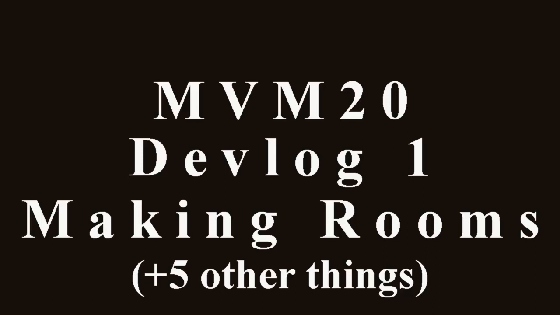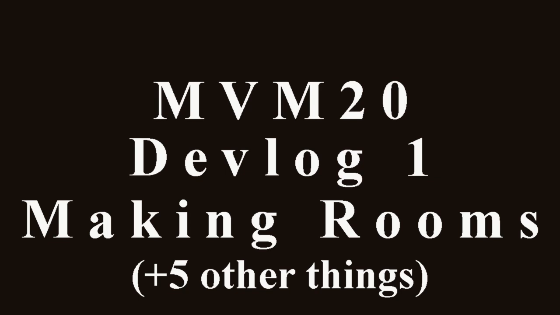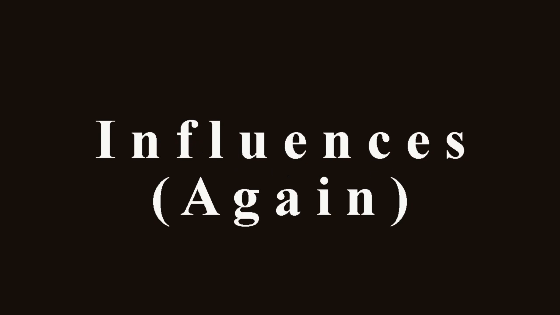Welcome to Devlog 1 of my Metroidvania Month 20 project, where I am foolishly attempting to procedurally generate a Metroidvania map. In this episode of the Devlog, we'll cover some asset making, hear a music preview, and talk about movement mechanics, map making, room making, influences, again, the mandatory theme options, and the problem of variety in procedural generation.